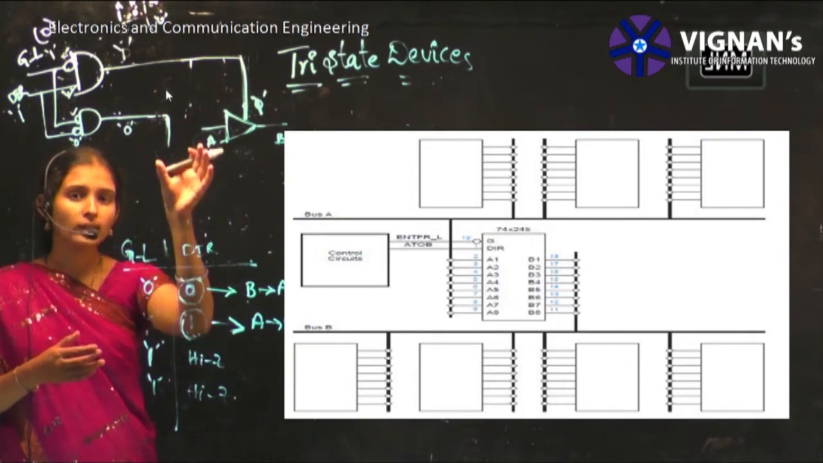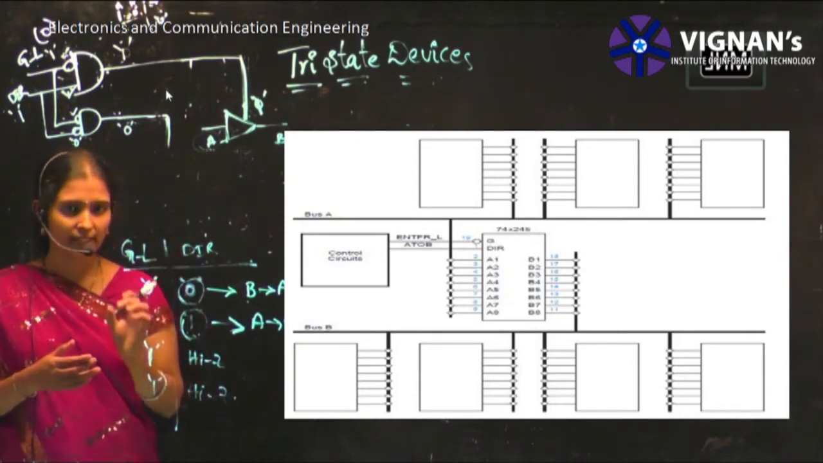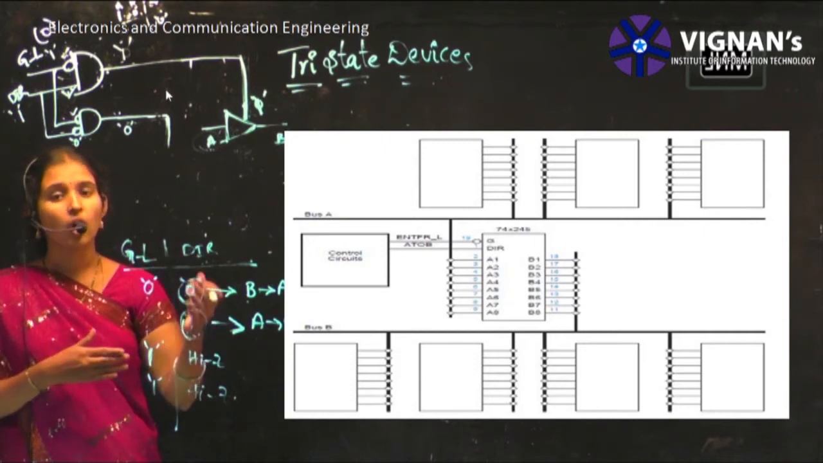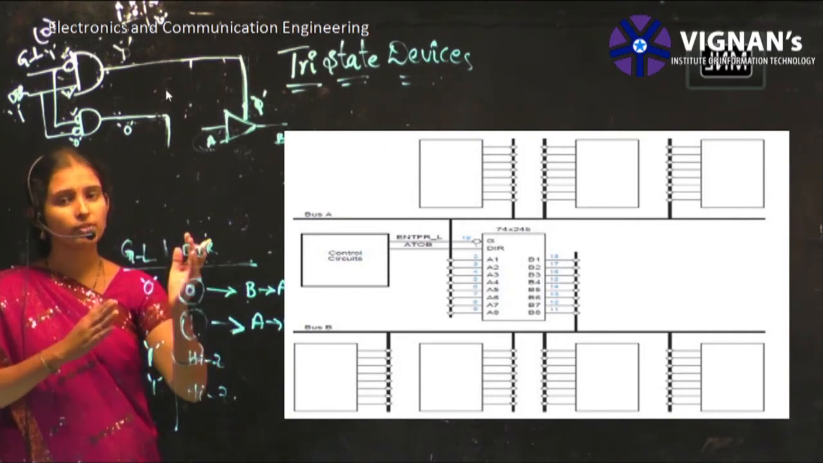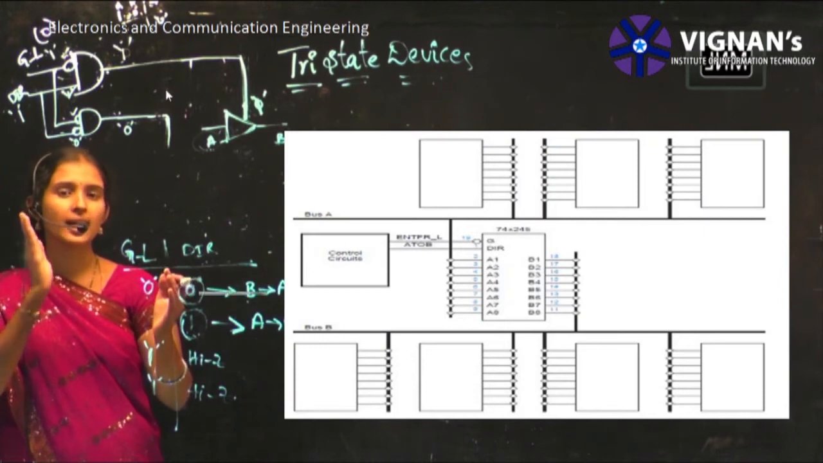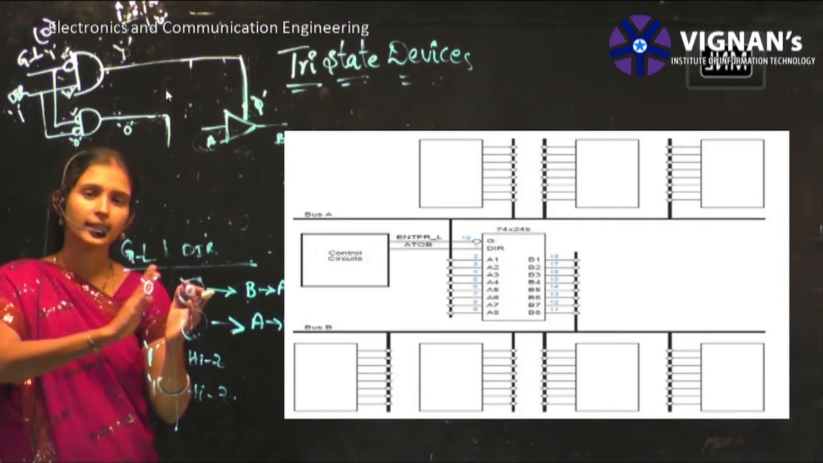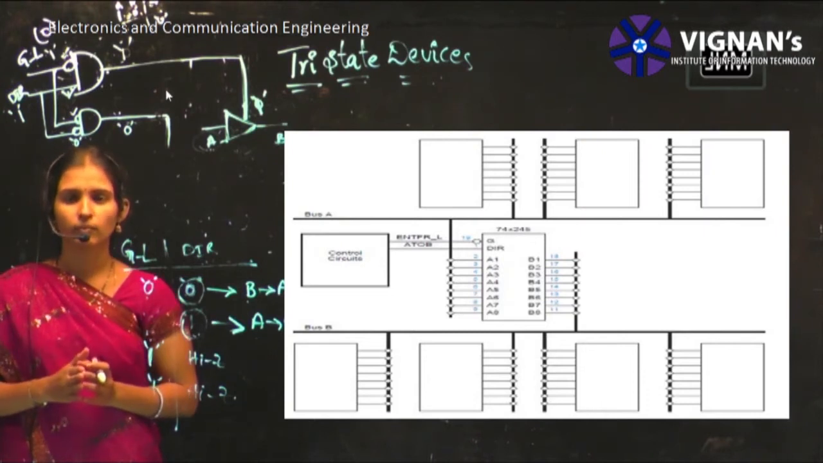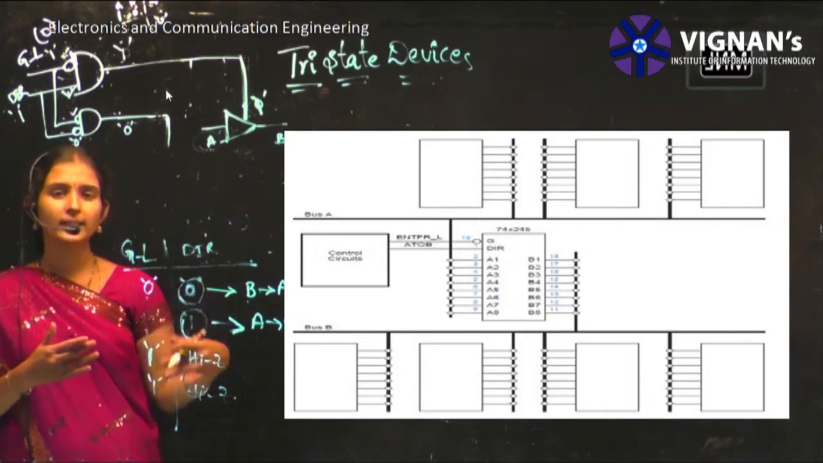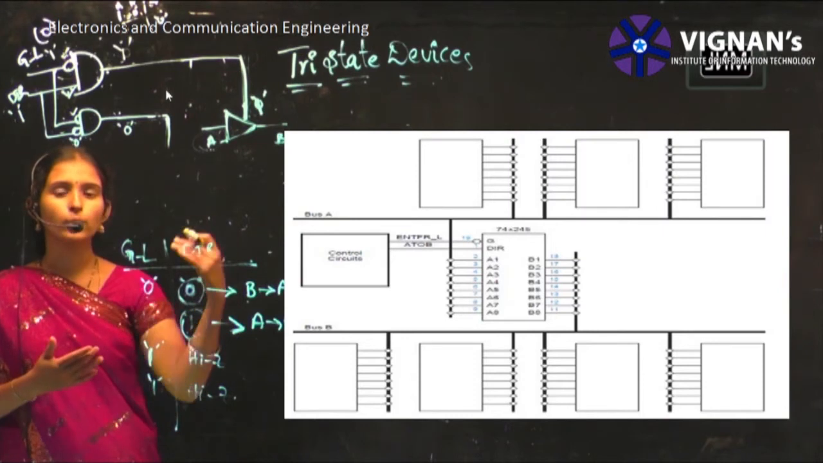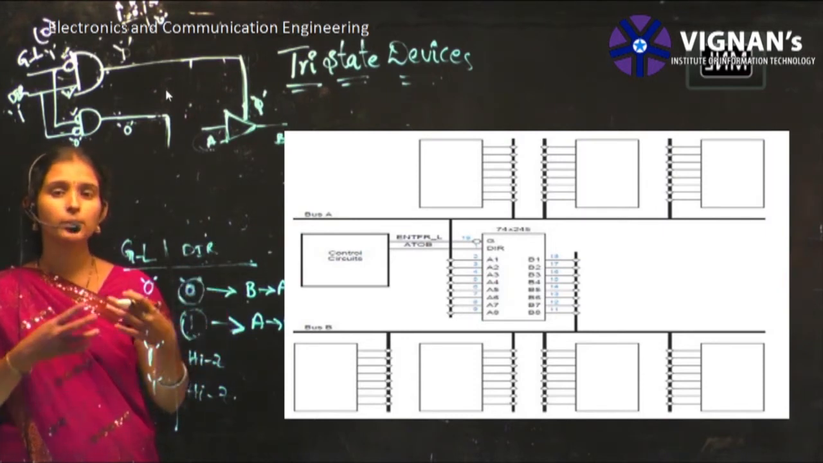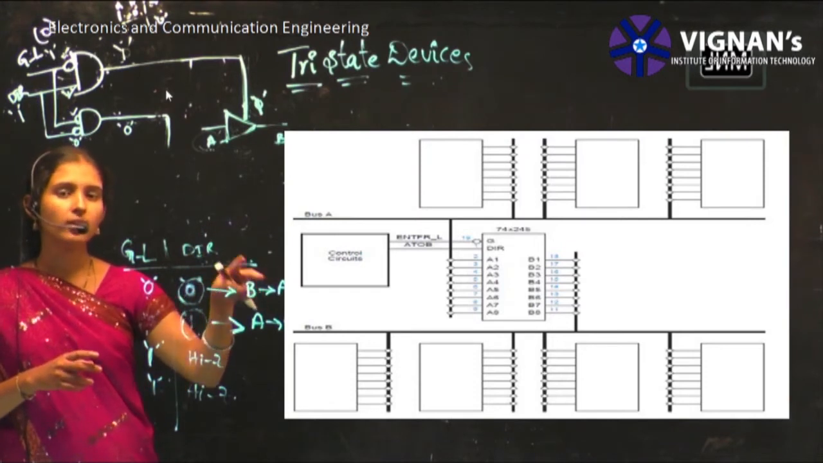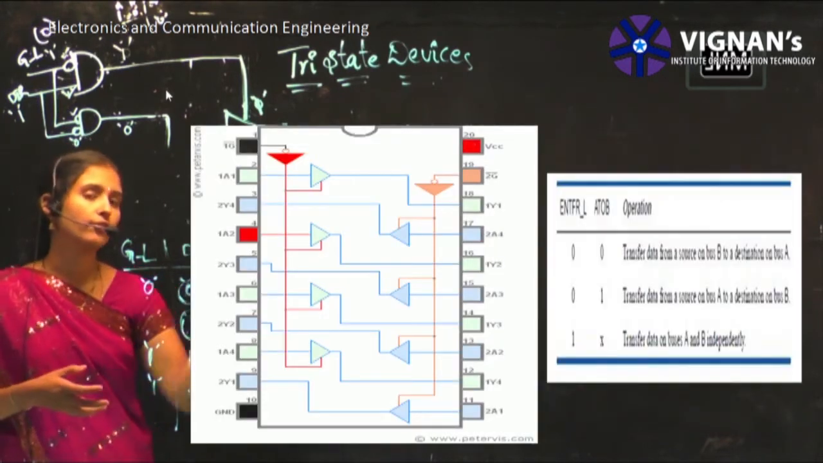So all 8 tri-state buffers will be active, all 8 tri-state buffers will be enabled. As all the 8 tri-state buffers are enabled, data transfer from B to A takes place, or from A to B also takes place. This is where you can transfer your data between two different buses. At the same time you can transfer 8 bits of data, as you can see from the circuit diagram, from bus A to bus B.